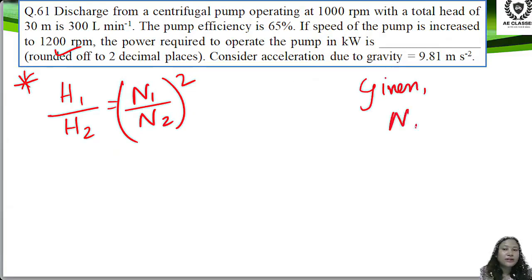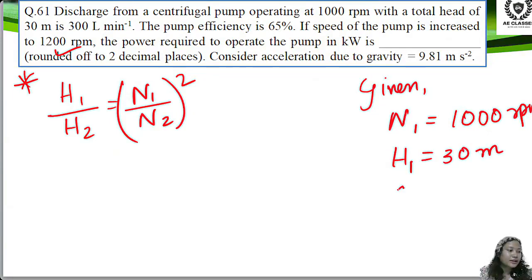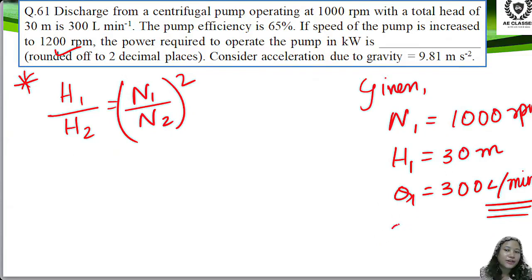Given N1, that is the first RPM speed. First speed is given as 1000 RPM. Then H1 head is how much? 30 meter. Then Q1 is how much? 300 liter per minute. Look, liter per minute has come; we will have to convert this later. Okay, we'll convert it directly in the formula. And efficiency is given as 65%.